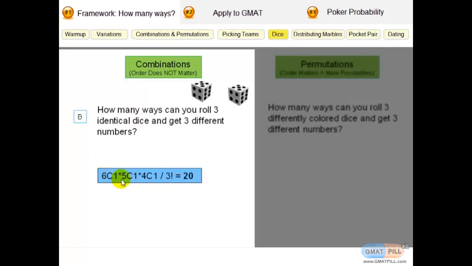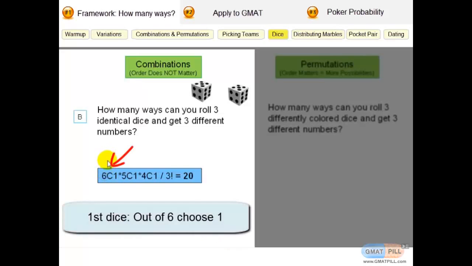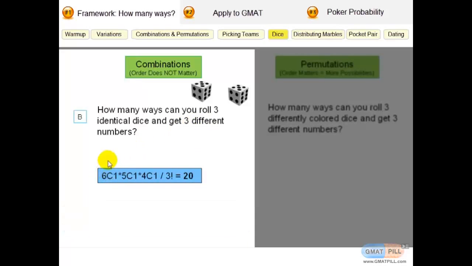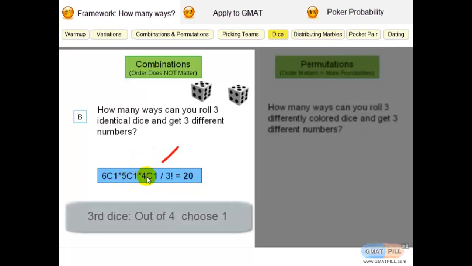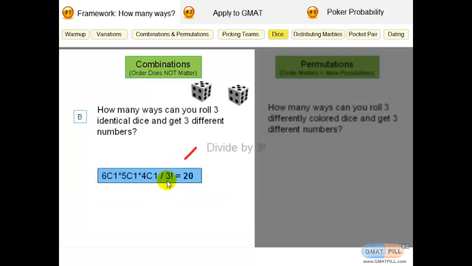For the first dice, you have 6 potential values, right? So it's out of 6, choose 1. And then since they all have to be different numbers, after that first number was chosen, you can't choose it anymore. Now out of the remaining 5, you choose another dice, another value. And you can't use that value anymore. Now out of the remaining 4, you choose another value. So you do that 3 times, and then you divide by 3 factorial. That's how you get 20.